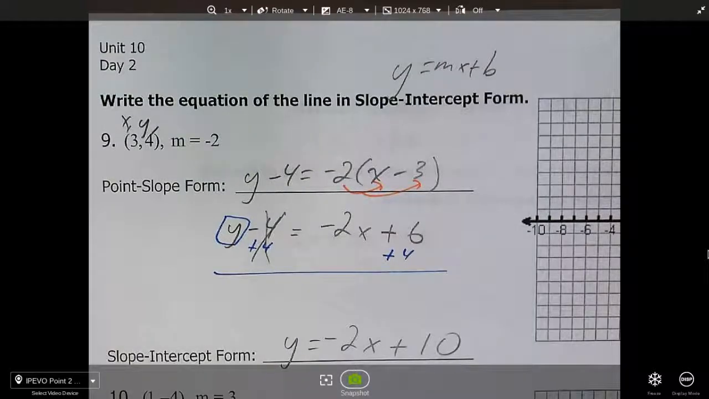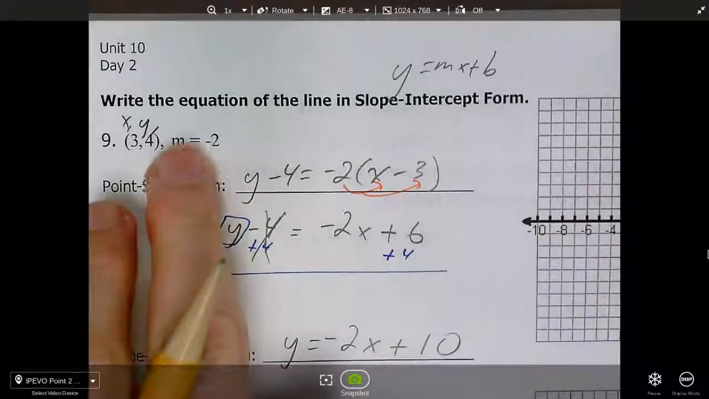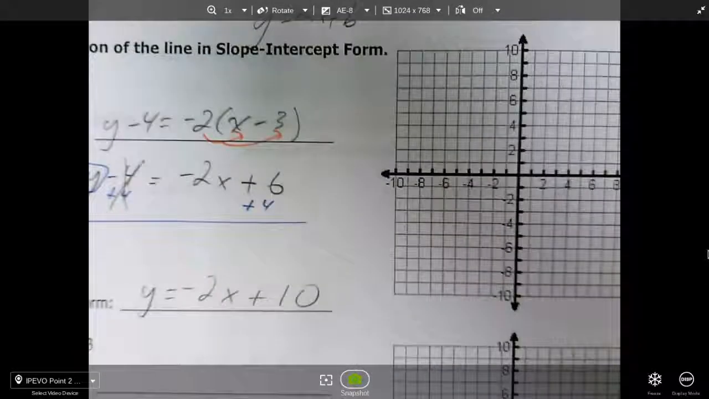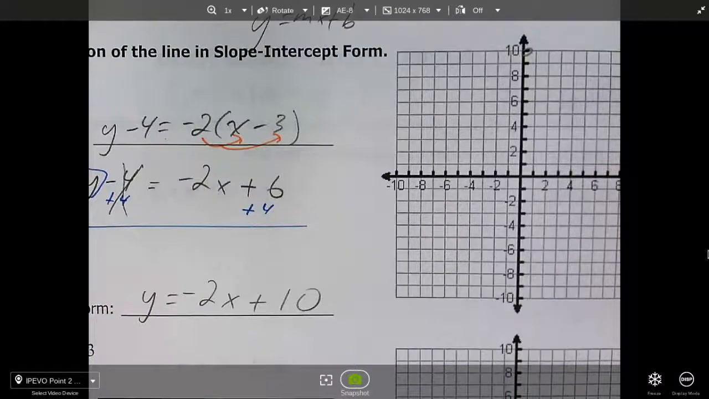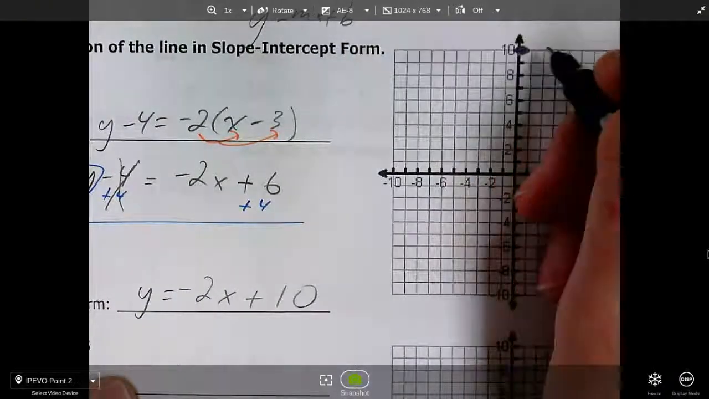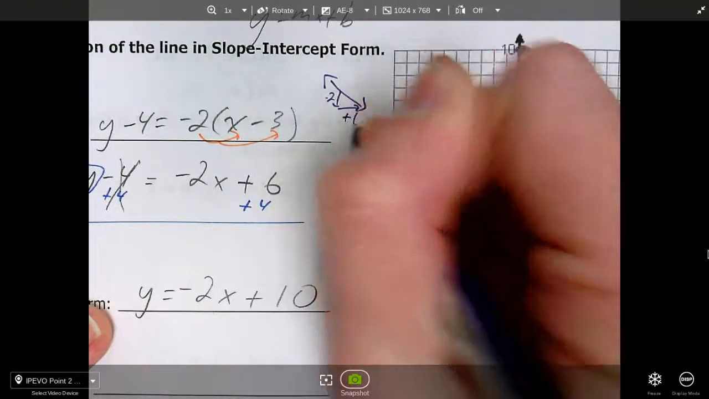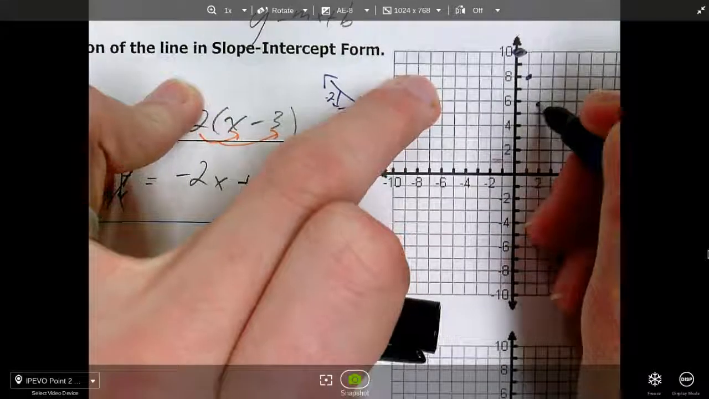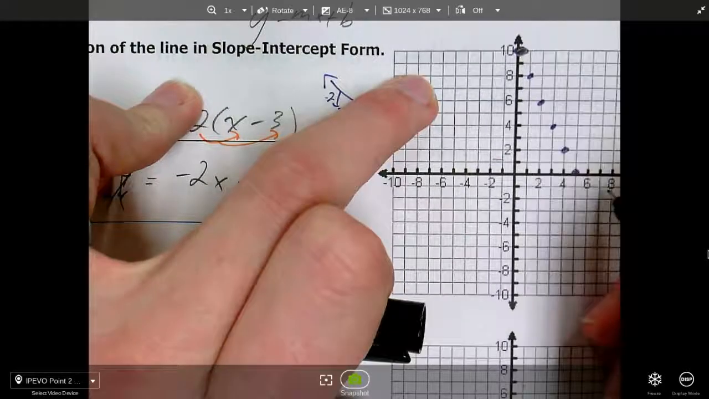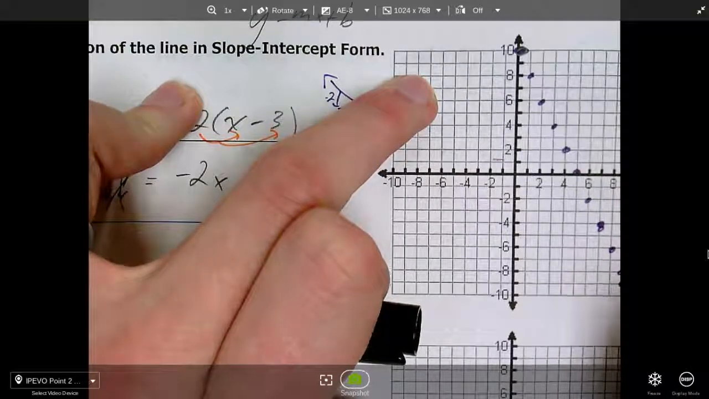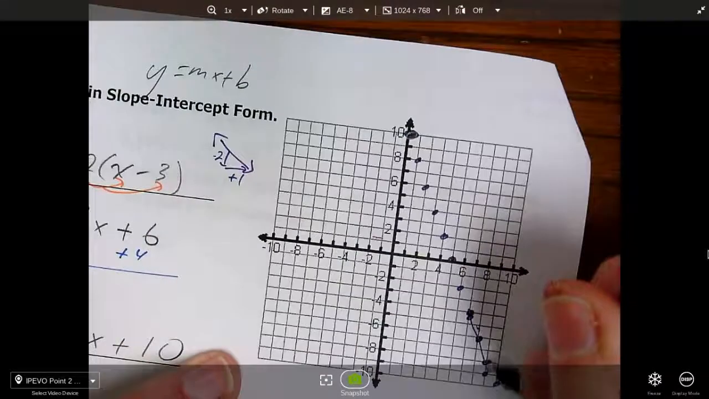Okay. Now, there's really not a great way to check this except for one thing. When we graph this, it needs to go through that point, 3, 4, and have a slope of -2. That's our check. So over in my graph, I'm going to start at 0, positive 10. It's a -2 slope, so it's going to go down 2 and over 1. Down 2 and over 1. Down 2 and over 1. And we actually have tons of room to do this. Oh, I skipped a point there. And so it goes right through here.